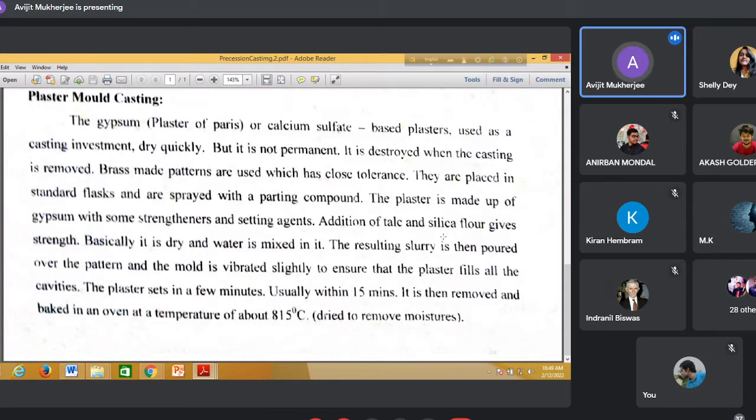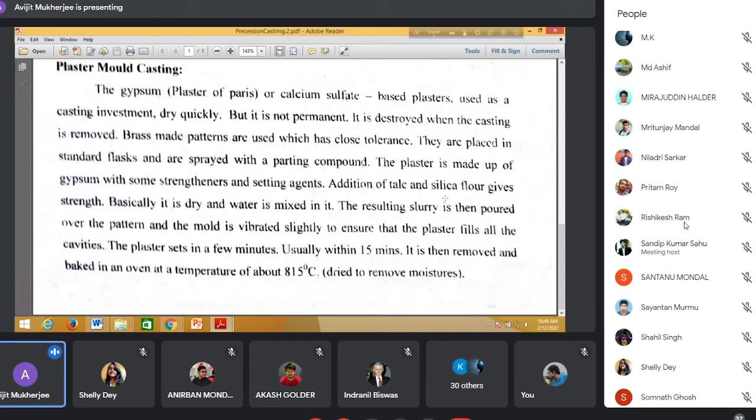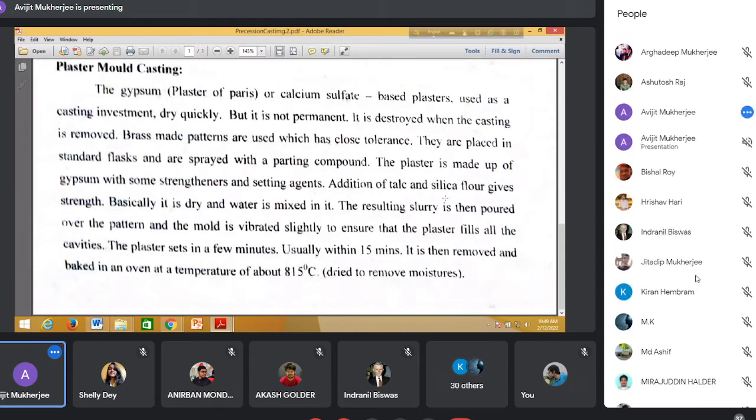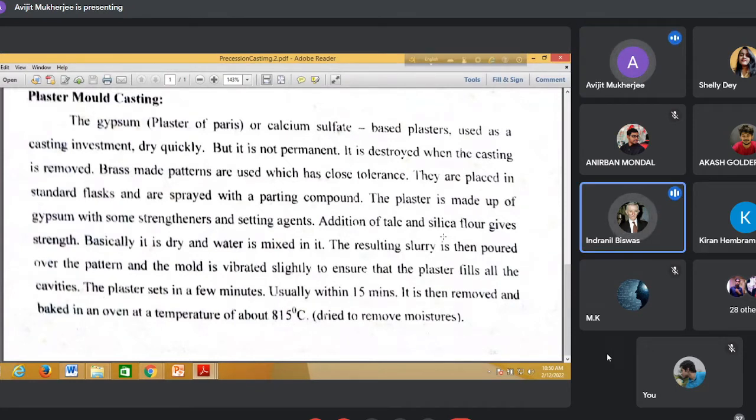So prepare the mass using say gypsum based plaster of Paris or calcium sulfate. Mix some talc or silica flour to increase strength. Then moisture is not mixed in it, so add some quantity of water and prepare a slurry. Mix thoroughly all the ingredients. So a dough is prepared.